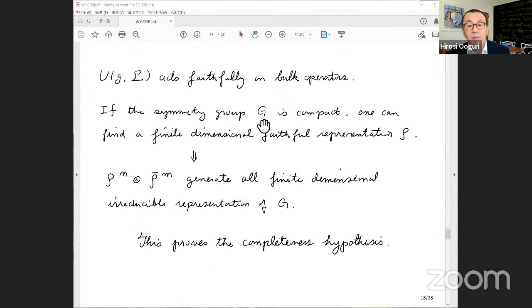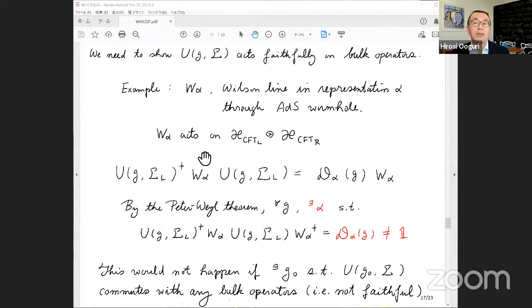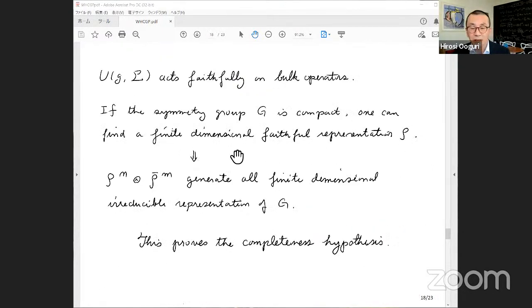If the symmetry group is compact, then you have a finite dimensional faithful unitary representation in this case. Then it is a relatively straightforward fact that if you take tensor products of such faithful representations, they generate all finite dimensional irreducible representations of the group G. This proves the completeness hypothesis. Basically, if you can show that there is a faithful representation, then completeness follows. Okay, that's my comment on the completeness of the representation.